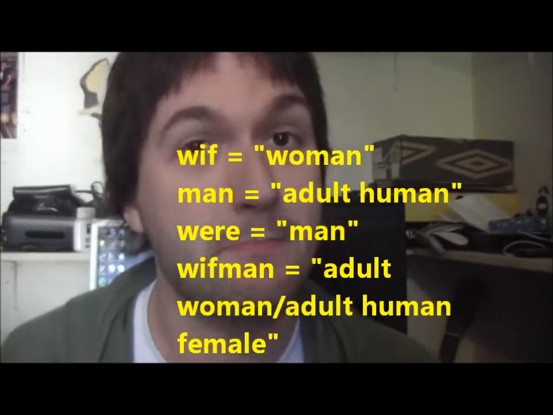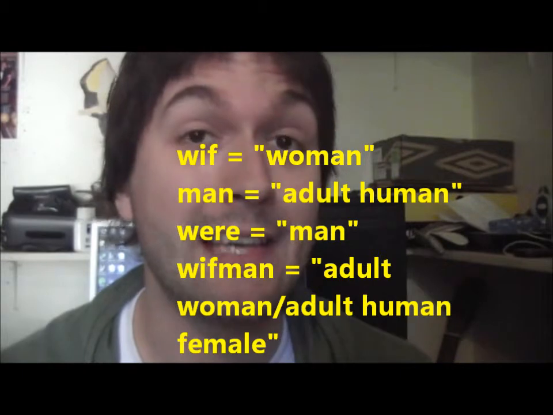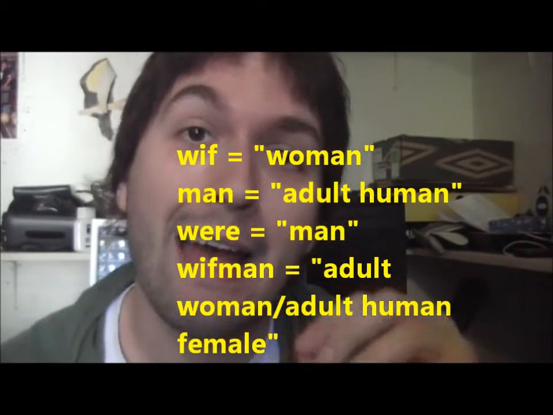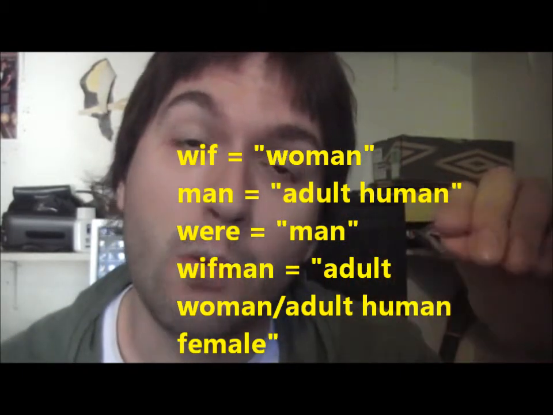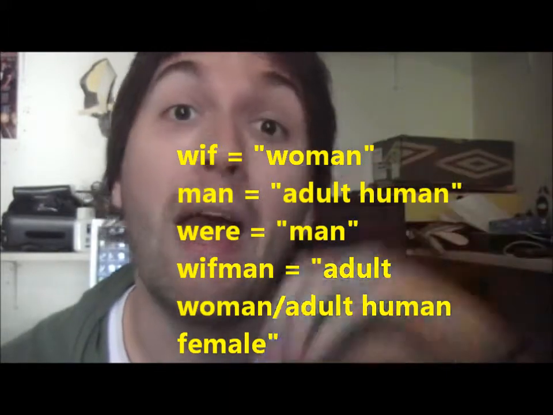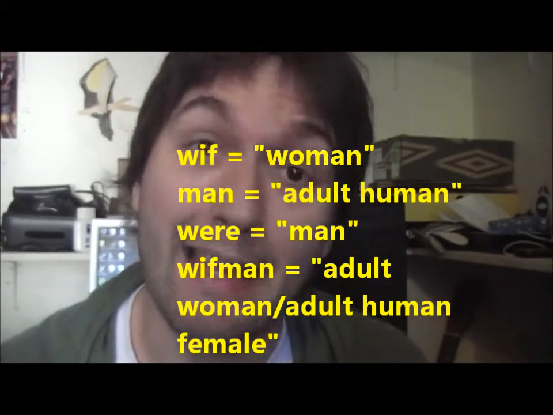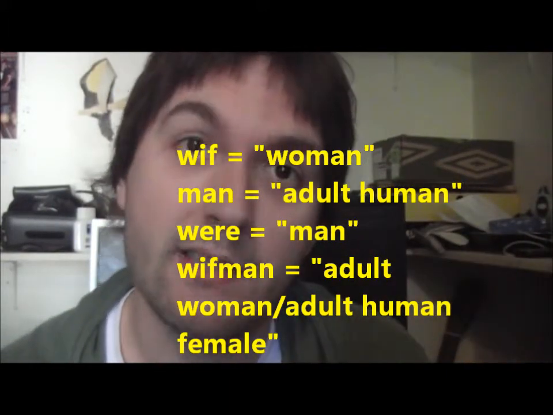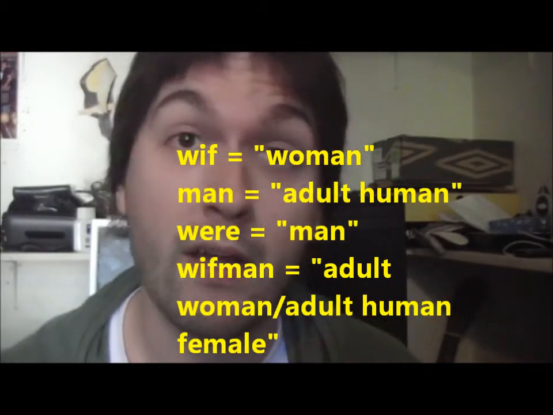Wīfman, incidentally, meant woman, adult male, so to speak, female adult male, because man didn't mean man, it meant adult human, and wīf meant woman, and wer actually meant man, and whence we get werewolf, which is a man wolf.